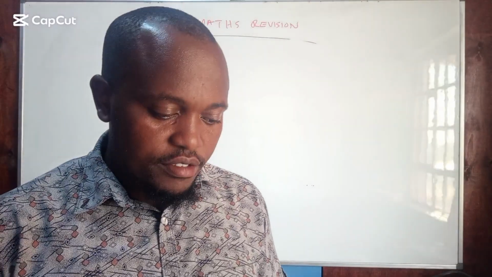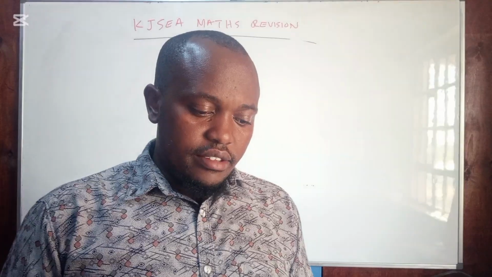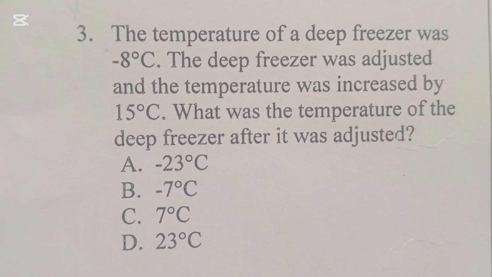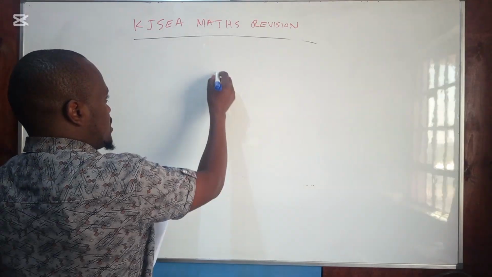KCSE 2025 question 3. It asked: the temperature of a deep freezer was -8 degrees Celsius. The deep freezer was adjusted and the temperature was increased by 15 degrees Celsius. What was the temperature of the deep freezer after it was adjusted? So, deep freezer readings, maybe you have temperatures here.